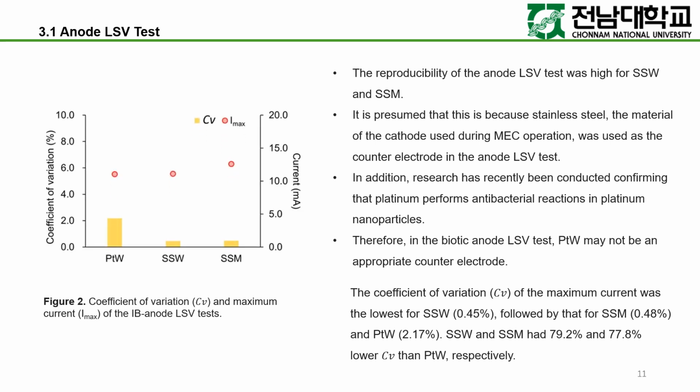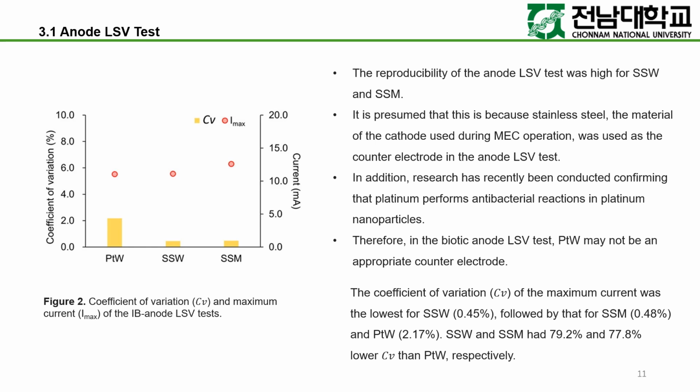In Figure 2, the coefficient of variation of the maximum current was the lowest for SSW, 0.45%, followed by that for SSM, 0.48%, and point W, 2.17%. SSW and SSM had 79.2% and 77.8% lower CV than point W, respectively. The reproducibility of the anode LSV test was high for SSW and SSM. It is presumed that this is because stainless steel, the material of the cathode used during MEC operation, was used as the counter-electrode in the anode LSV test.